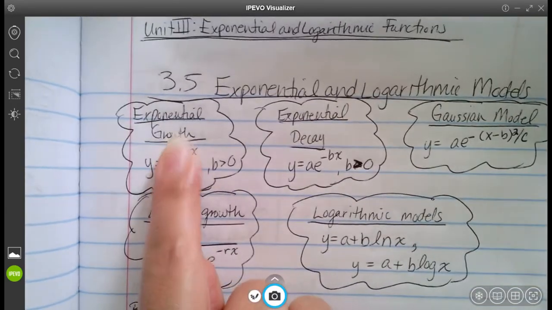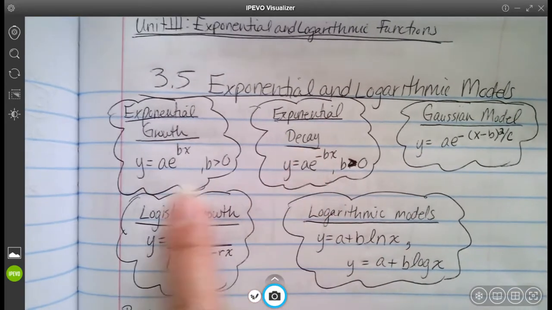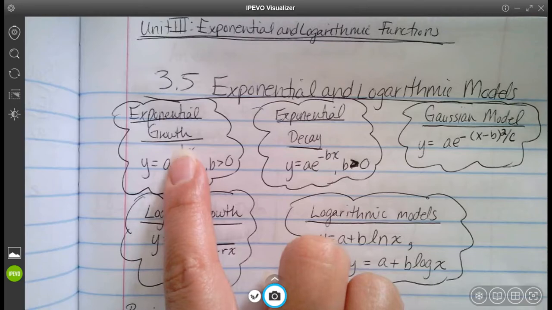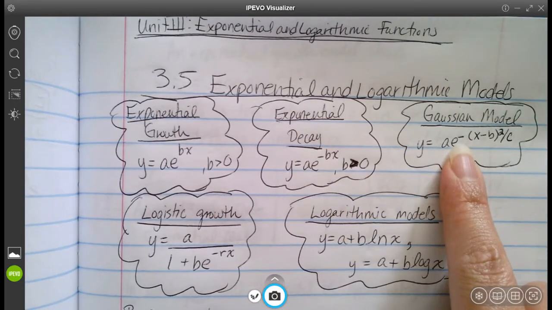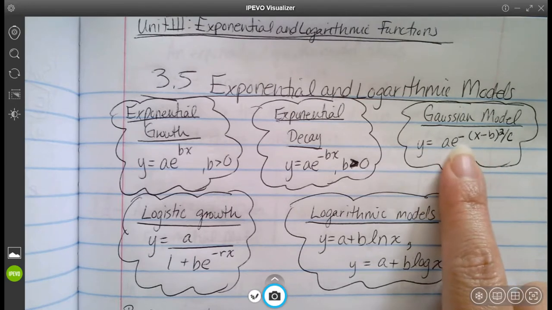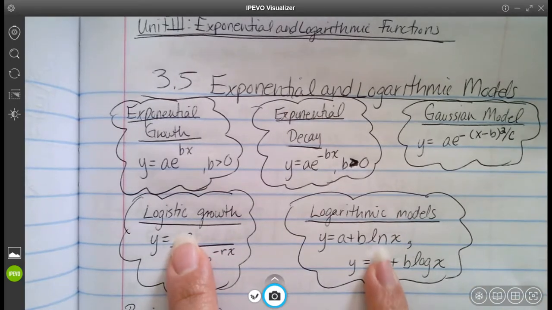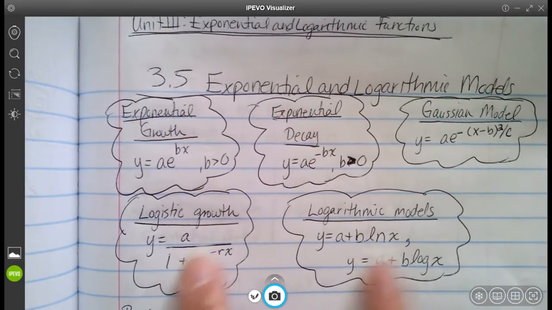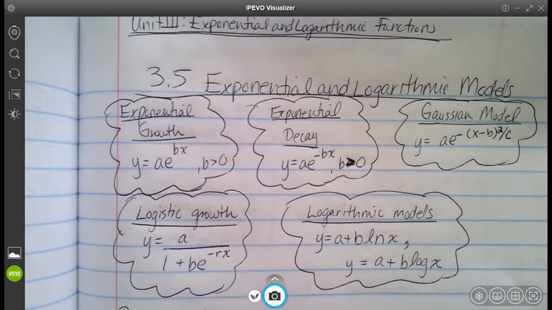You have our exponential growth, which is by this equation right here. Exponential decay, which is basically the same. We just change our b to a negative. It's going down. Something called the Gaussian model, which we're going to see a little bit later, actually, when we get to matrices. And we also have two more, logistic growth and logarithmic models. Don't let the model freak you out. It's not that bad. We're going to go ahead and do 4 examples based on some of these models.